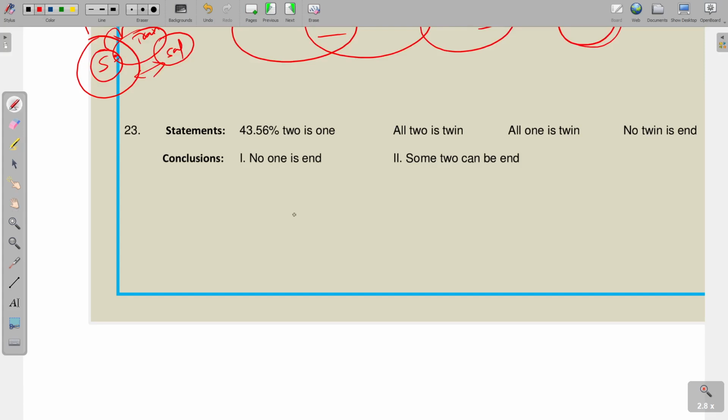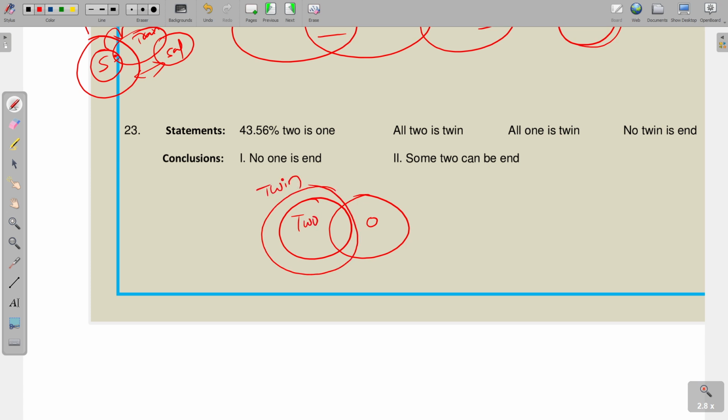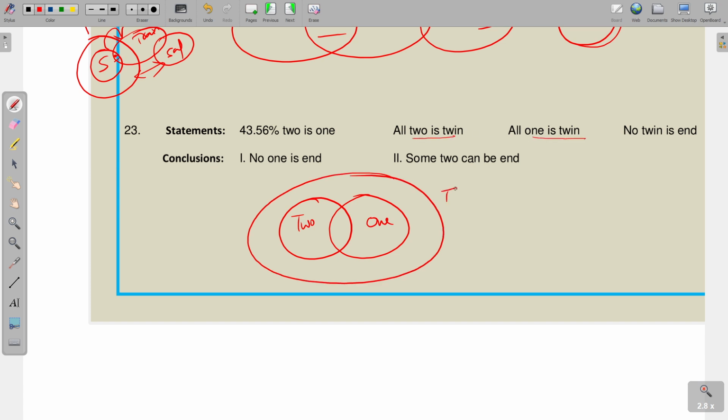Some 2 is 1, that is some part of 2 is 1. All 2 is twin. It is twin and it is 2. All 1 is twin. So see here, it is 2, it is 1. So all 2 is twin, all 1 is twin. It means both 1 and 2 are twin. And next, no twin is n.